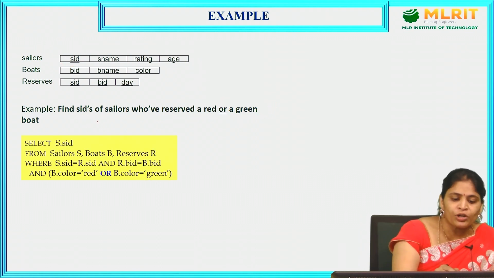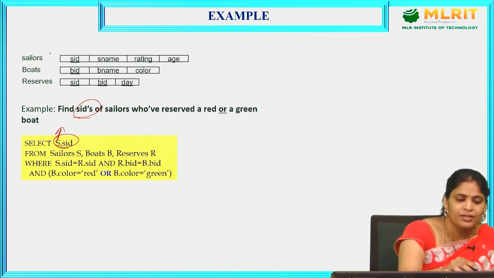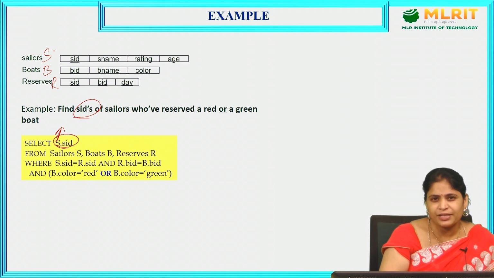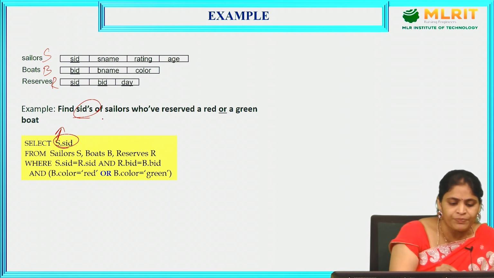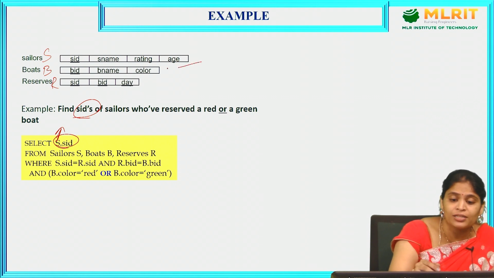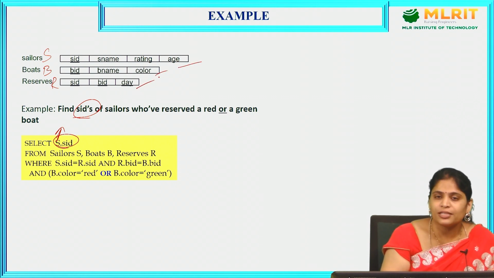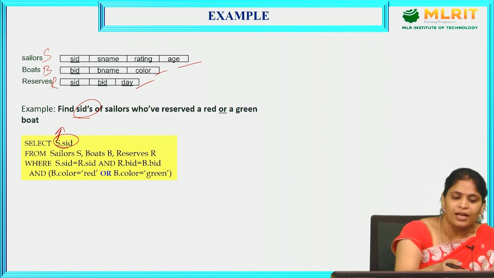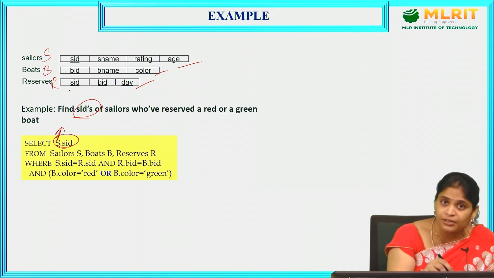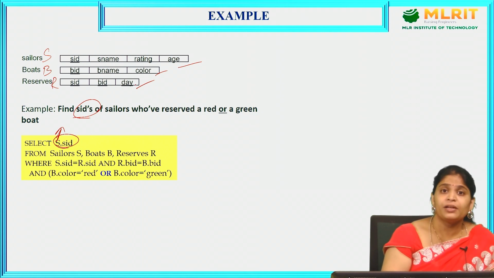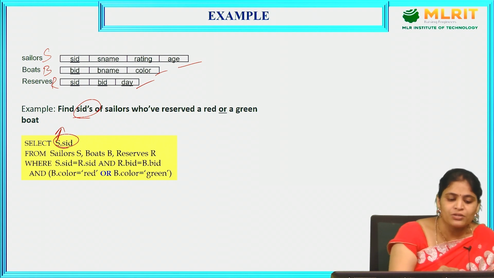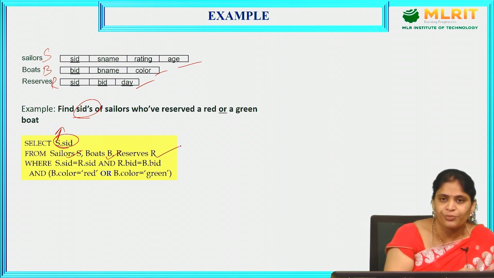So, what do I want here? S.SID. Why? Because here S is Sailors, B is Boats, and R is Reserves. These are the three variables that I have represented. So, select S.SID from, I have to visit all three. Just now I said that we have to visit all three. Why? Because SIDs are in Sailors, to know which sailor has reserved we must visit the Reserves table, and the color is in the Boats table. So, select S.SID from all three tables, Sailors S, Boats B and Reserves R.